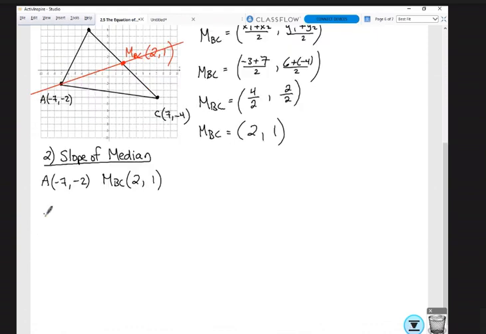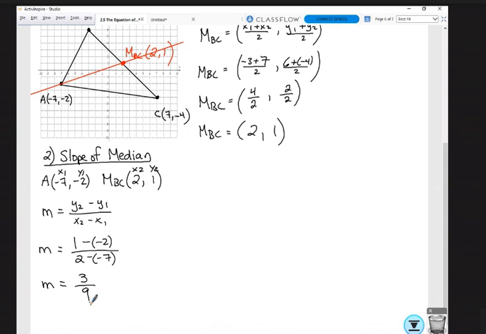So here we go. m equals y2 minus y1 over x2 minus x1. Really slow here: x1, y1, x2, y2. We have 1 minus -2 over 2 minus -7. 3 over 9? Is that right? 3 over 9. Okay. Which reduces to 1 over 3.